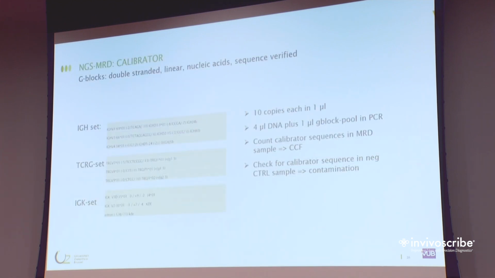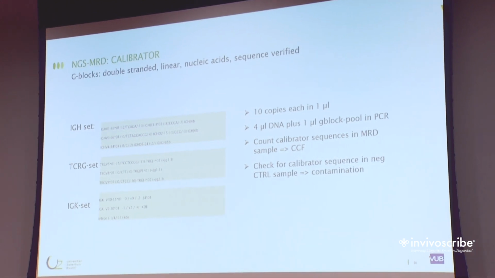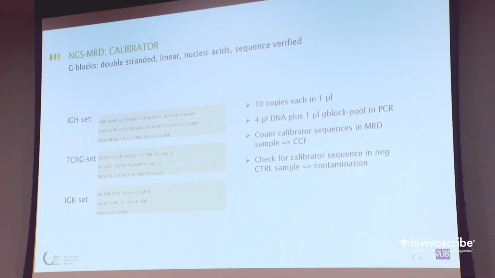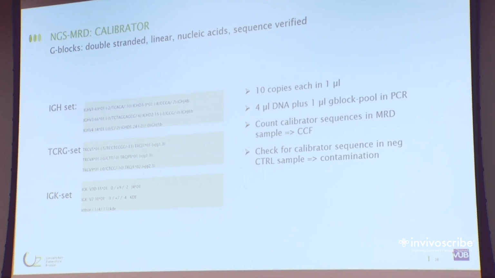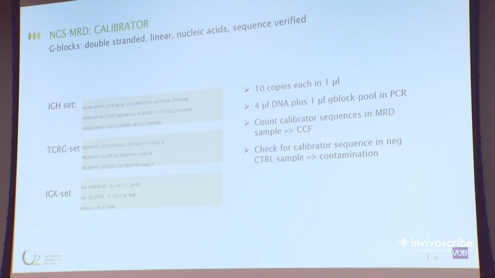And for the calibrator we started to work with plasmids, but that didn't work so well. So then we decided to order G blocks. These are double-stranded linear nucleic acids which are sequence verified. And we produced 3 sets, one for the IGH, one for the gamma, and one for the kappa. And we just took 3 different regions from 3 different ALL patients. We ordered them, and we started to test several copies to see which worked best. And for us, the 10 copies each worked fine for MRD analysis.